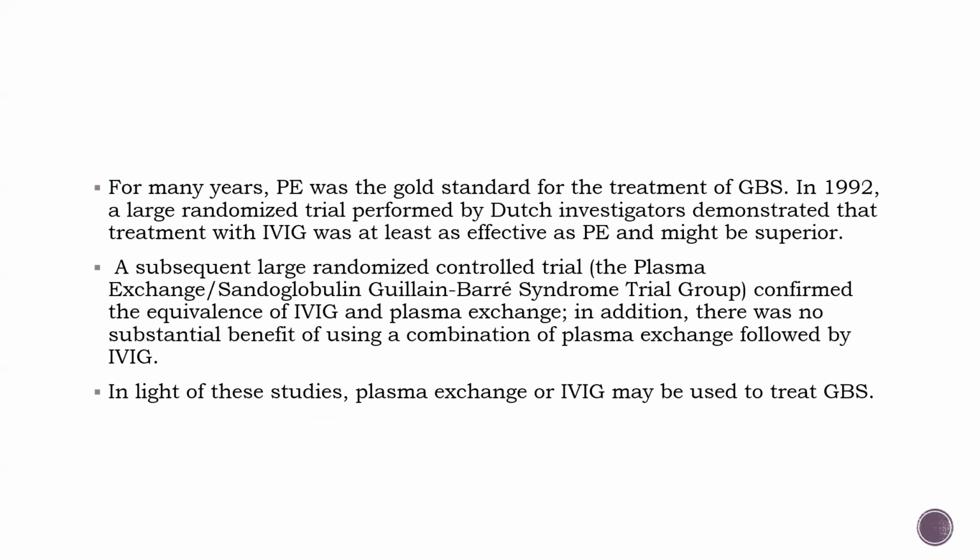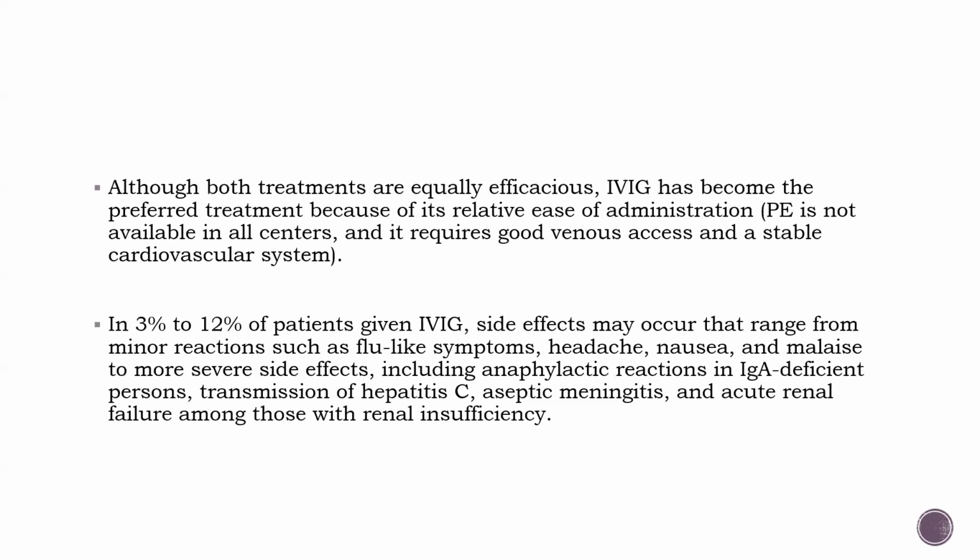For many years, plasma exchange was the gold standard for treatment of GBS, but in 1992, a large randomized trial performed by Dutch investigators demonstrated that treatment with IVIG is at least as effective as plasma exchange and might be superior. A subsequent large randomized trial confirmed the equivalence of IVIG and plasma exchange, and in addition, there was no substantial benefit of using a combination of plasma exchange followed by IVIG. So, in light of this study, plasma exchange or IVIG may be used to treat GBS.